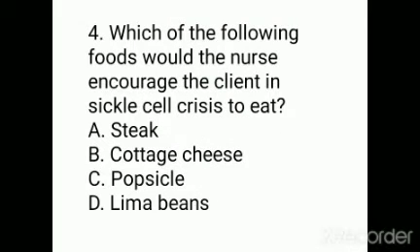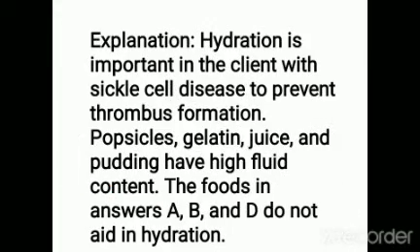Question number 4. Which of the following foods would the nurse encourage the client in sickle cell crisis to eat? Options are steak, cottage cheese, popsicle, lima beans. Correct answer option C, popsicle. Explanation. Hydration is important in the client with sickle cell disease to prevent thrombus formation. Popsicles, gelatin, juice, and pudding have a high fluid content. The foods in answers A, B, and D do not aid in hydration.